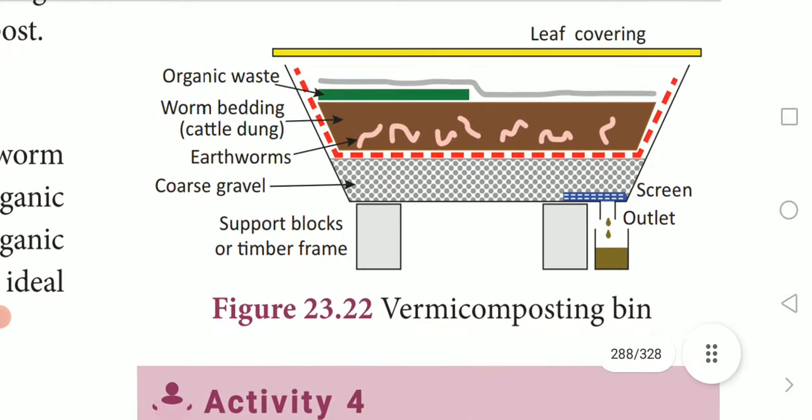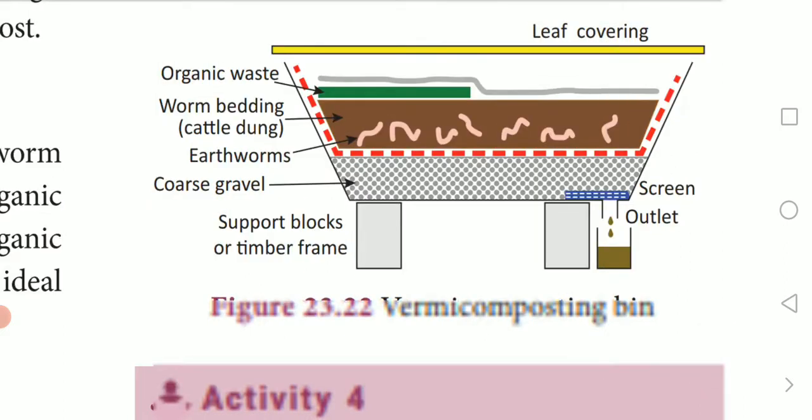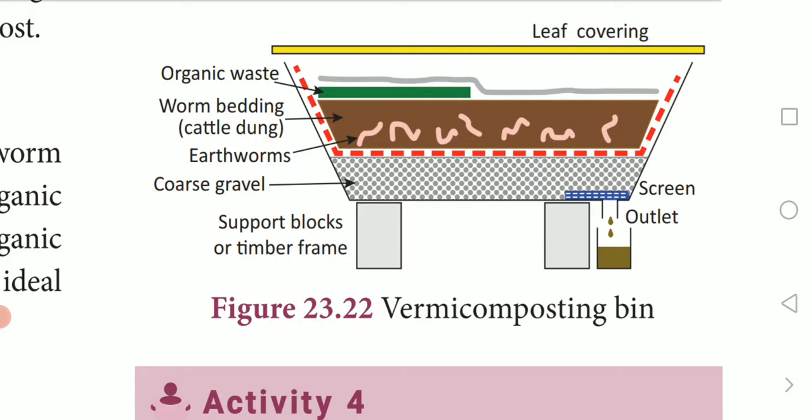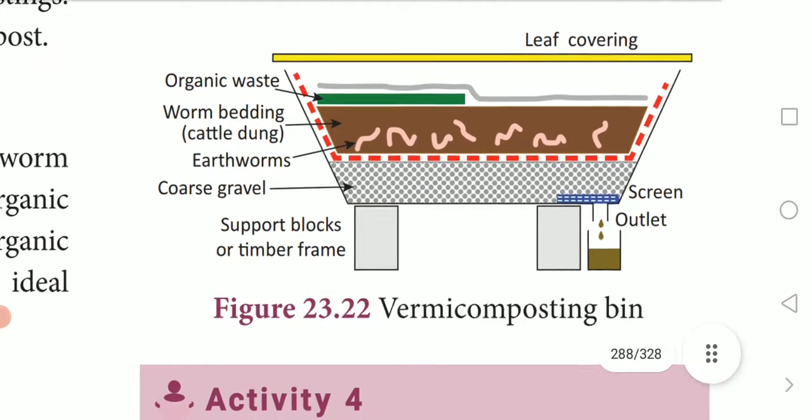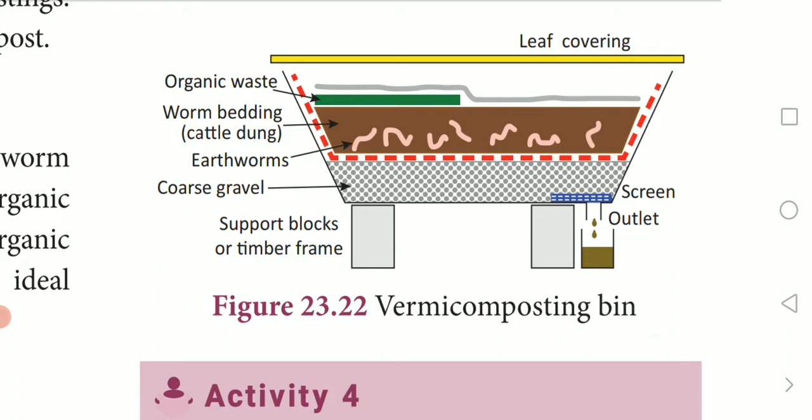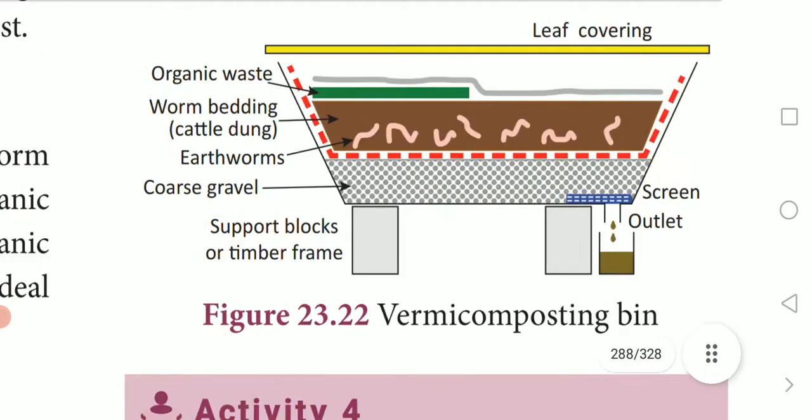The container is half filled with bedding materials such as shredded cardboard, leaves, paddy husk, chopped straw, sawdust, and manure. A small quantity of soil and sand is added to provide necessary grit for the worms. The bedding material should be moistened by adding water, which enables free movement of the worms.